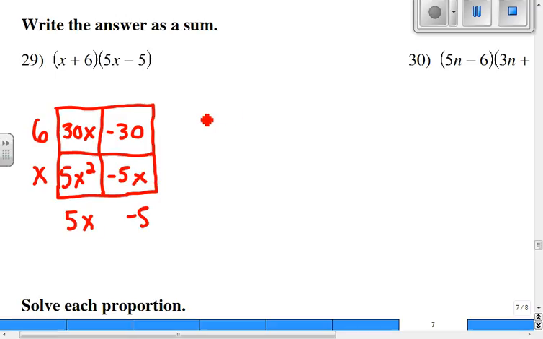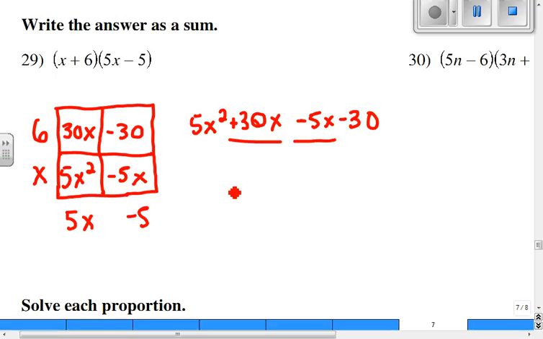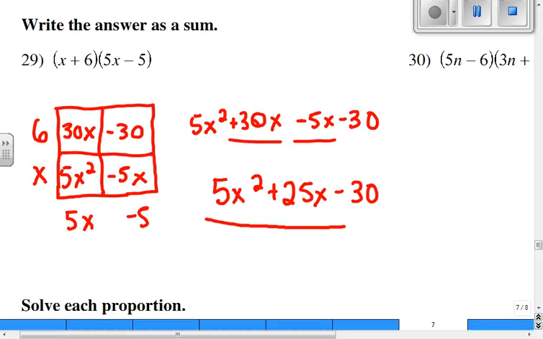So on the inside, I have 5x squared plus 30x minus 5x minus 30. I need to combine like terms. So this plus 30x and this minus 5x combine. So I end up with 5x squared plus 25x minus 30. And that's my answer as a sum.